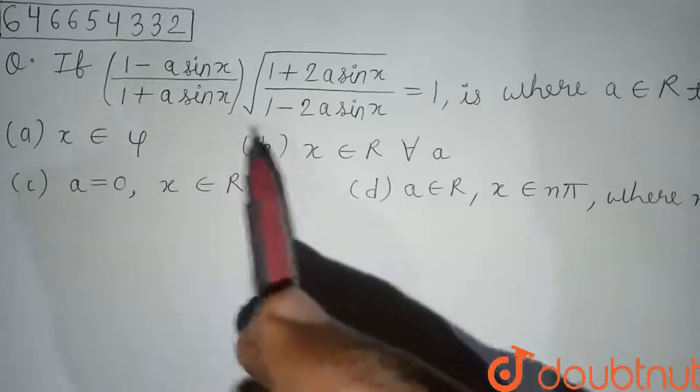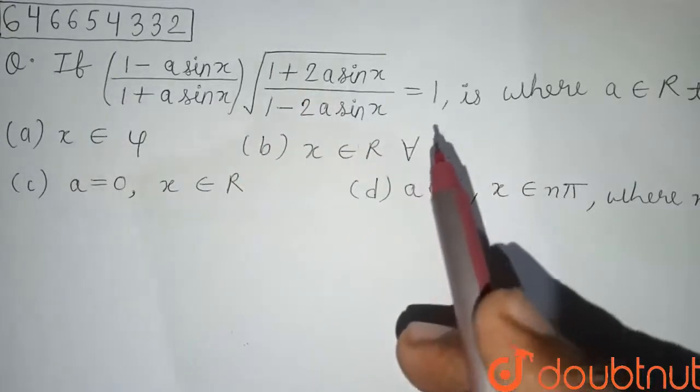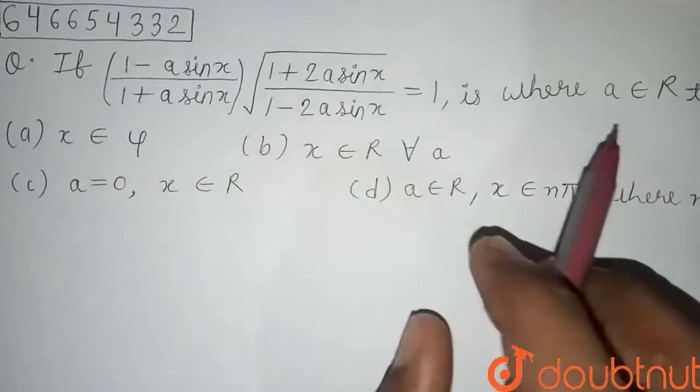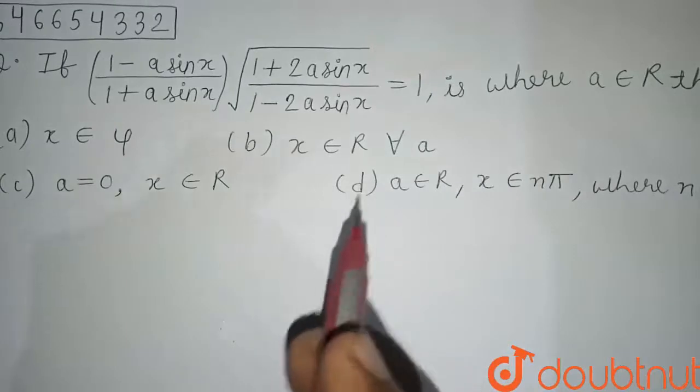Welcome friends, our question is: (1 minus a sin x divided by 1 plus a sin x) multiplied by the square root of (1 plus 2a sin x divided by 1 minus 2a sin x) equals 1, where a belongs to R. Then options are given, and we have to choose the right option.